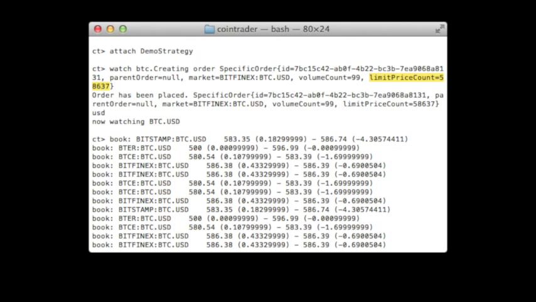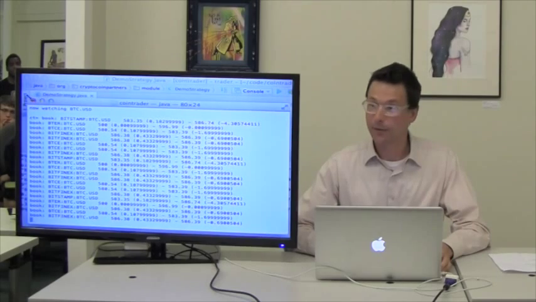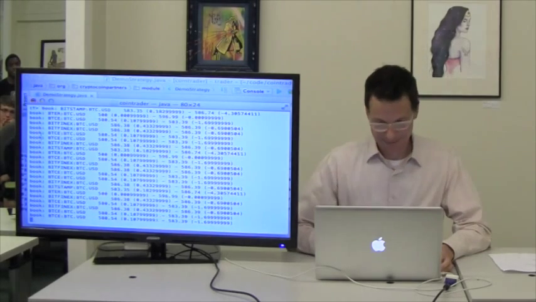Could you bump the text size a little bit on the journal? Yeah. Oh, nice. Mac. Yeah.